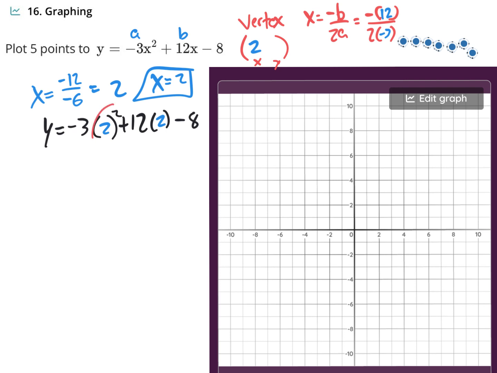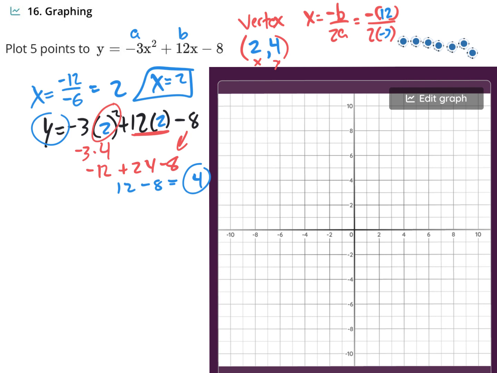So let's do exponents first. 2 to the second, that's 4. But you need to multiply it by negative 3. That'll give you a negative 12. And you still have the 12 times 2 right here. That'll be a 24, but with the plus sign in front of it. And the minus 8 will come down. So you really have negative 12 plus 24 minus 8. Negative 12 plus 24, that's actually 12. And 12 minus 8, that is 4. And what did we just find here? We just found the y value of our vertex. The y value is 4. So let's go to that most important point, the location 2, 4. 2 on the x, 4 on the y.